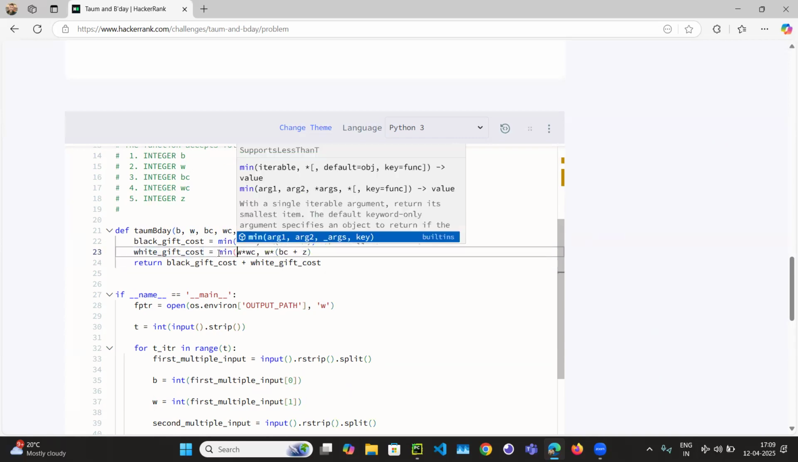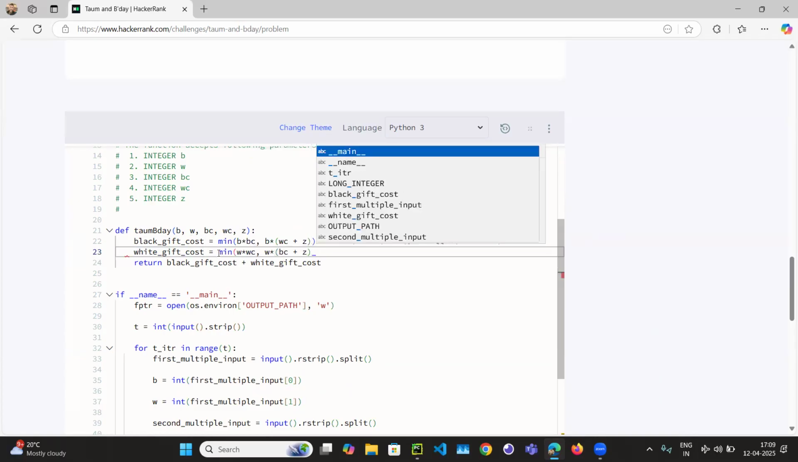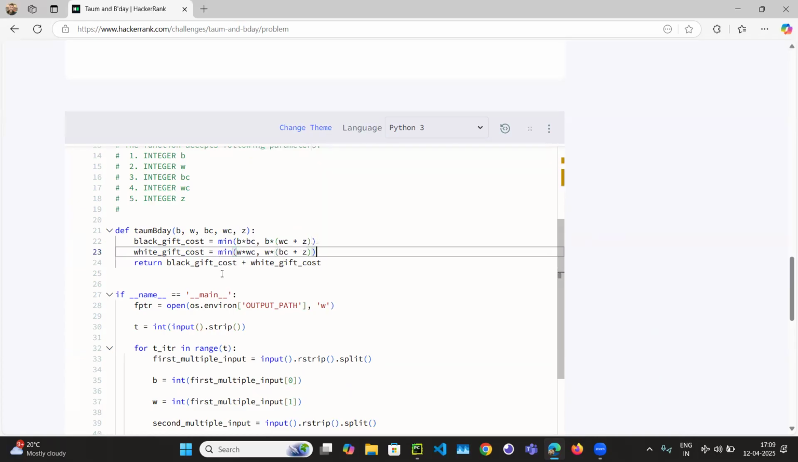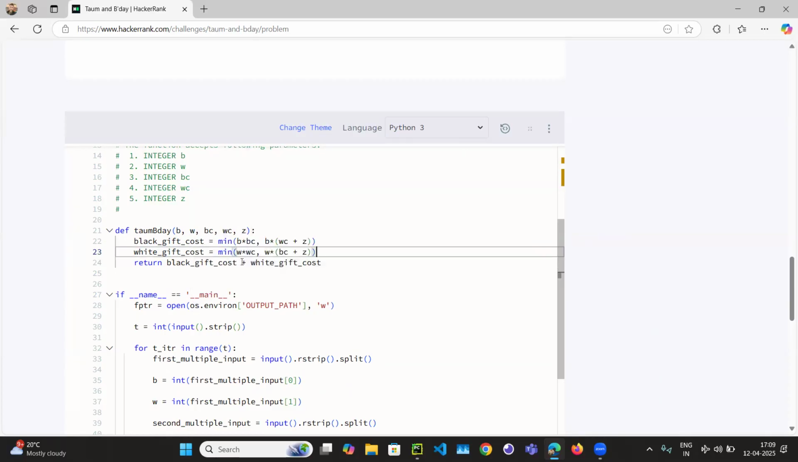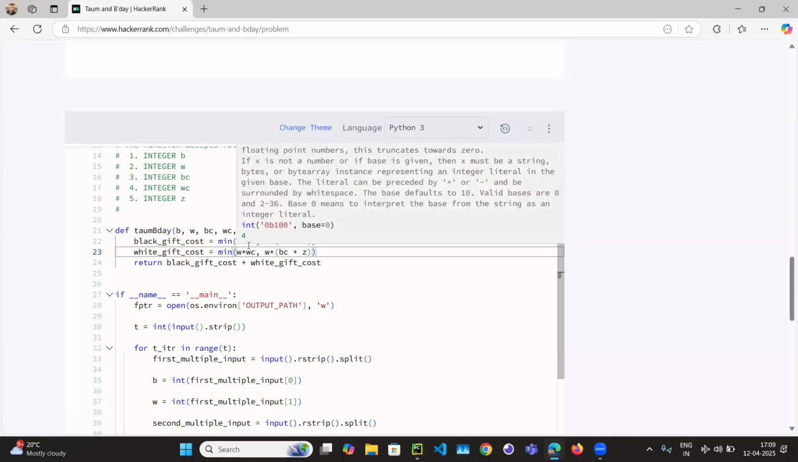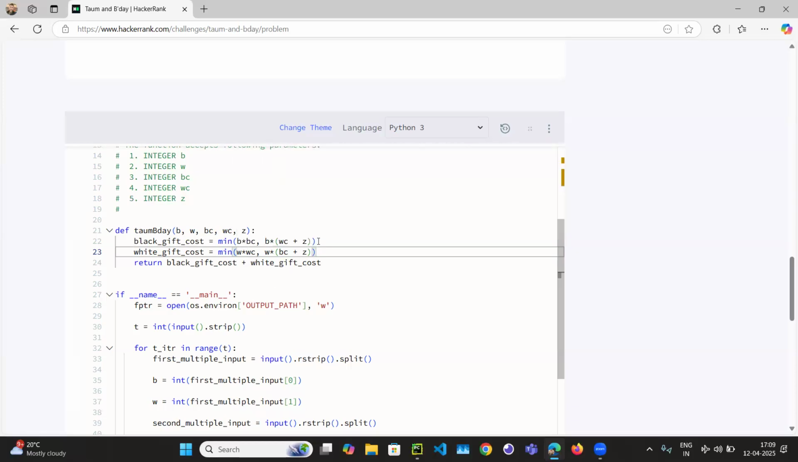Now you will take the minimum. While being at the shop, you will do some calculation: if I take the black boxes, how much money do I need to pay, or if I convert it to the white boxes, how much do I need to pay? Okay, if I just take the white boxes, I am paying 20 rupees, and if I convert, then I am paying 15 rupees. Then it is better that I convert.